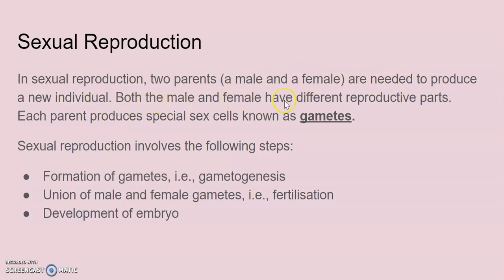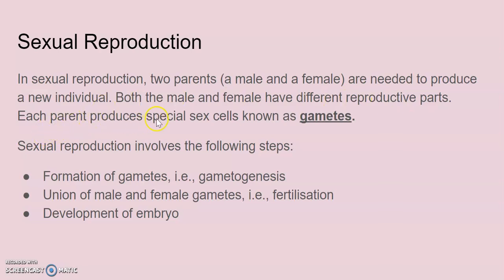Both the male and female have different reproductive parts. But it is interesting to know that reproductive system is a system which is different in males and females. Otherwise, main systems like respiratory system, digestive system, urinary system are more or less the same. But the reproductive systems are totally different in male and female.